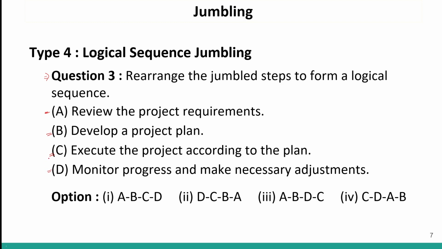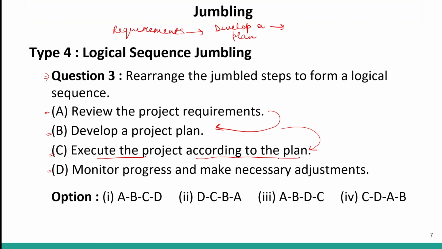So the first thing is, we have to review the project before making a plan. So first we have to look at what the requirements are. Only then can we make a plan. So the first thing will be to see what the requirements are. And based on those requirements, we will develop a plan. Correct? Now, once we have a plan, we will execute it. We will execute the project according to the plan.